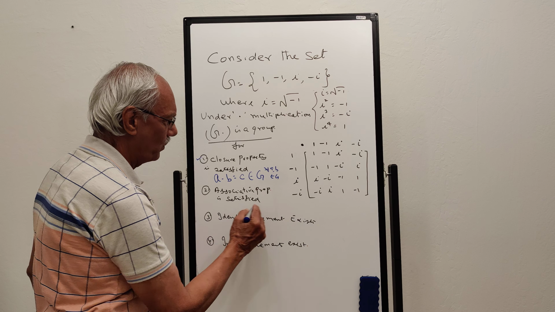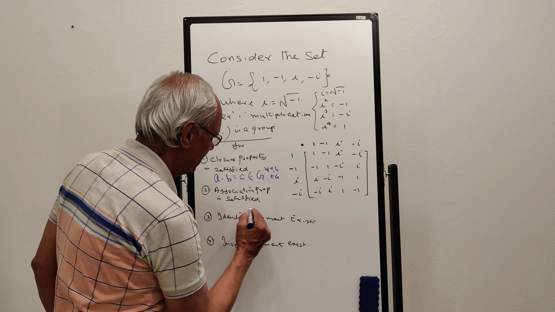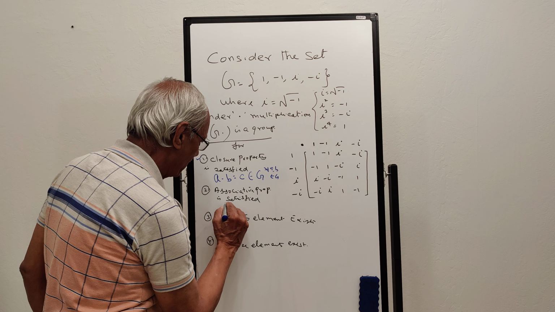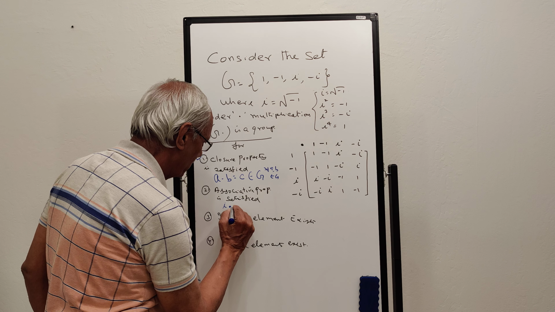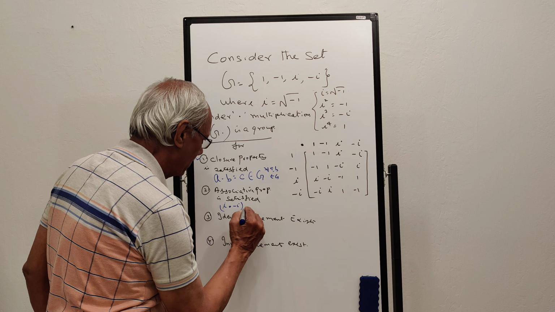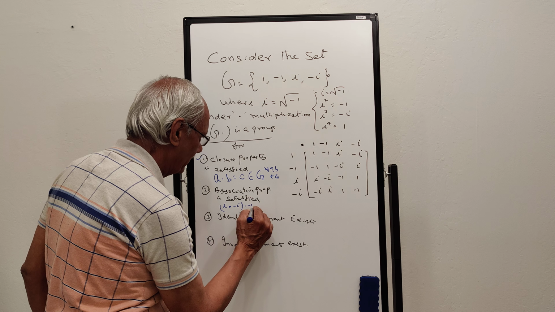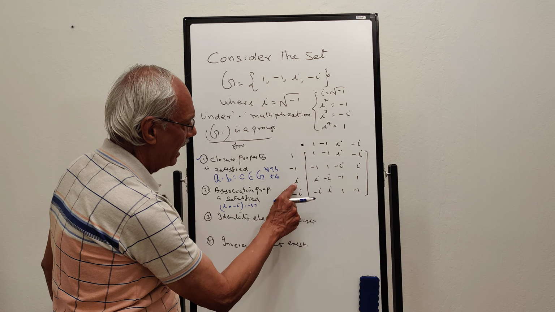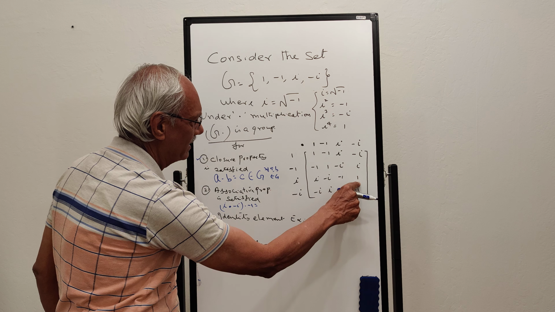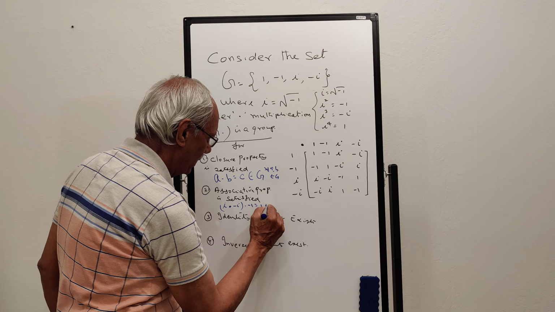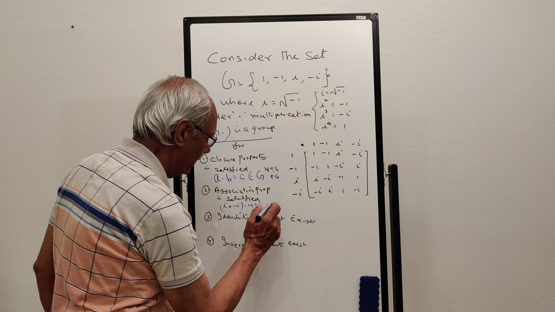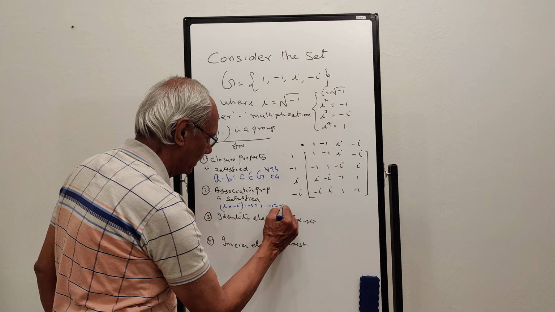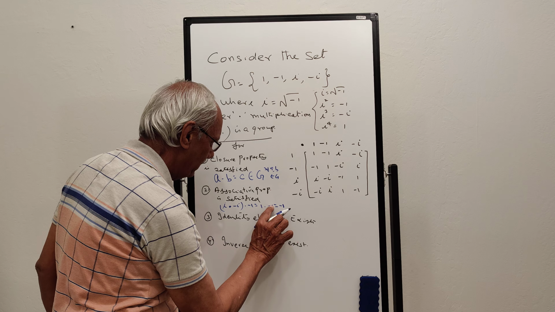Come to the associative property. I will take an example. Take (i dot minus i) dot minus 1. What is this equal to? i dot minus i is equal to 1, and 1 dot minus 1 is equal to minus 1. Keep this.